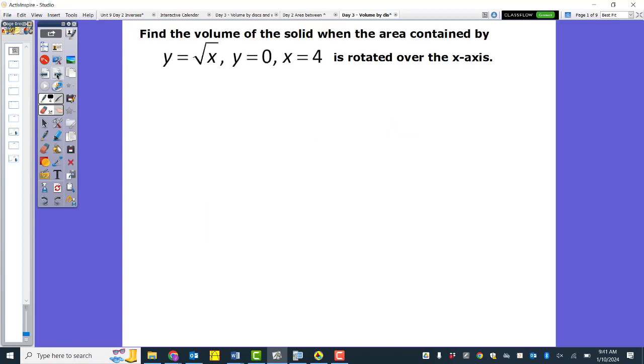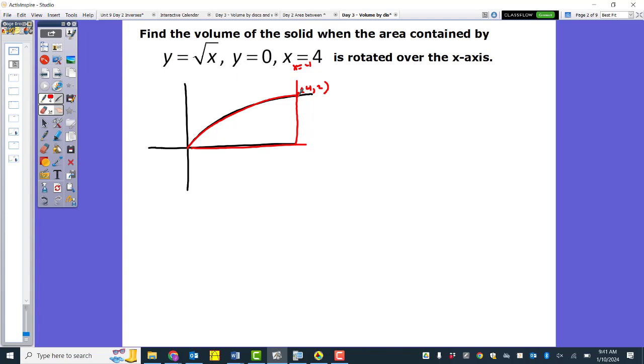So let's look at our first problem here. It's one we just saw. This one right here, the square root of x from 0 to 4, rotated over the x-axis. And we're going to start with a picture. So here's our y and x-axis. Here's the square root of x. Y equals 0 is this line right here. X equals 4 is this line right here. And we know that when x equals 4, y equals 2. So this is the point (4, 2). And then our function.